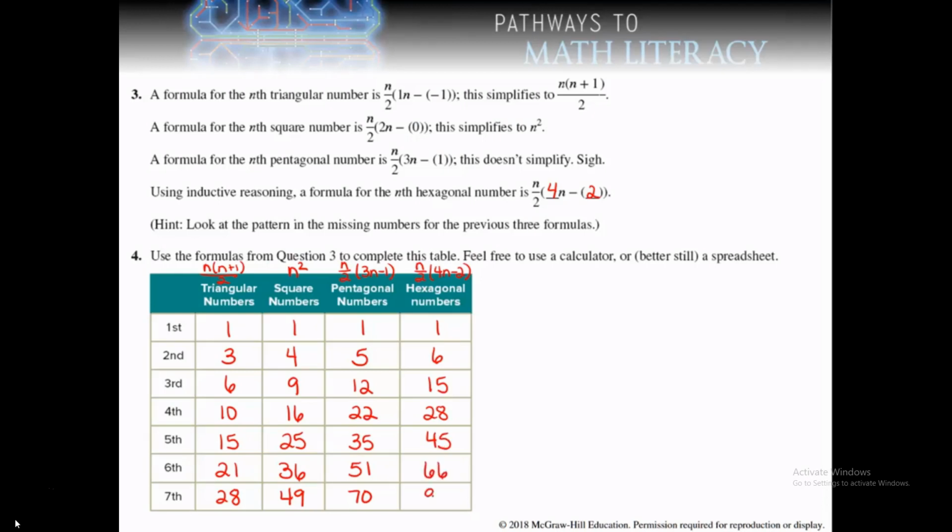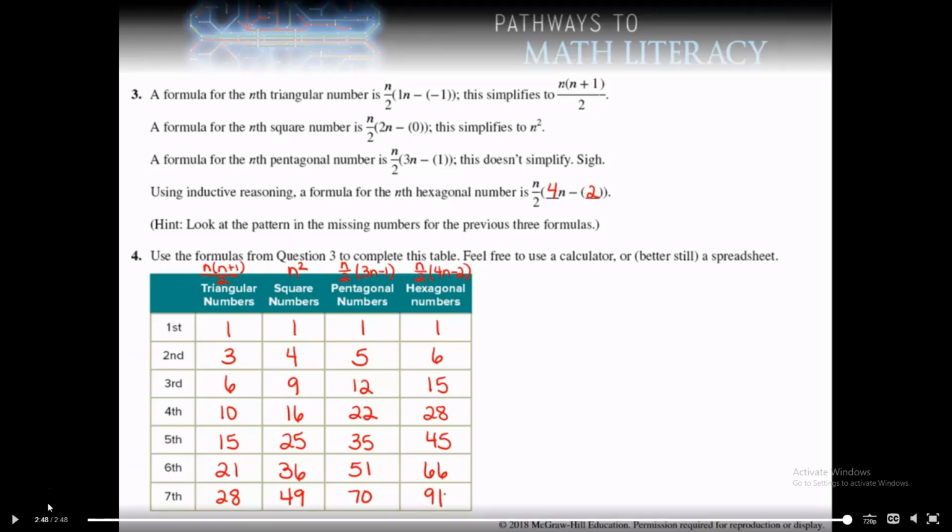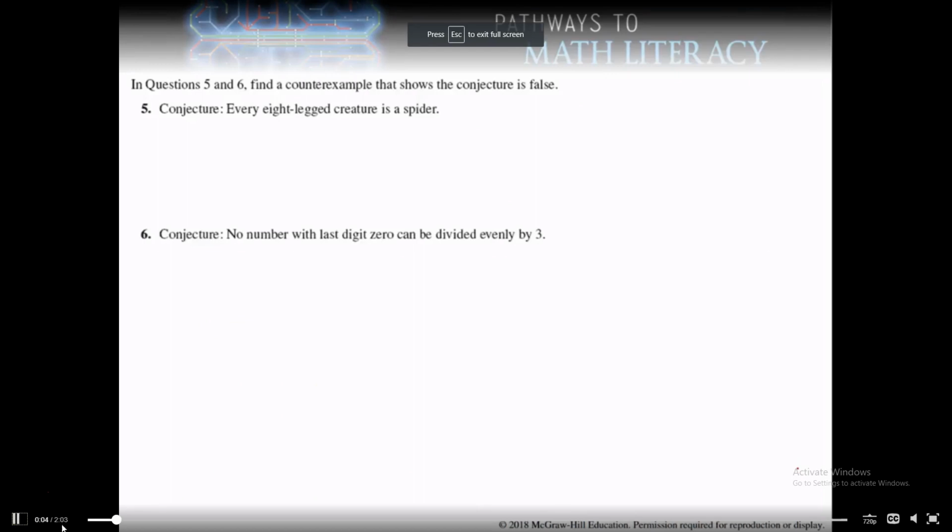In 5 and 6, we're asked to find a counterexample to the given conjecture. So in 5, every 8-legged creature is a spider. Well, a counterexample would be any 8-legged creature that is not a spider, so a scorpion, for example. In number 6, no number with last digit 0 can be divided evenly by 3. Well, a counterexample would be a number with the last digit 0 that can be divided evenly by 3. For example, 30.